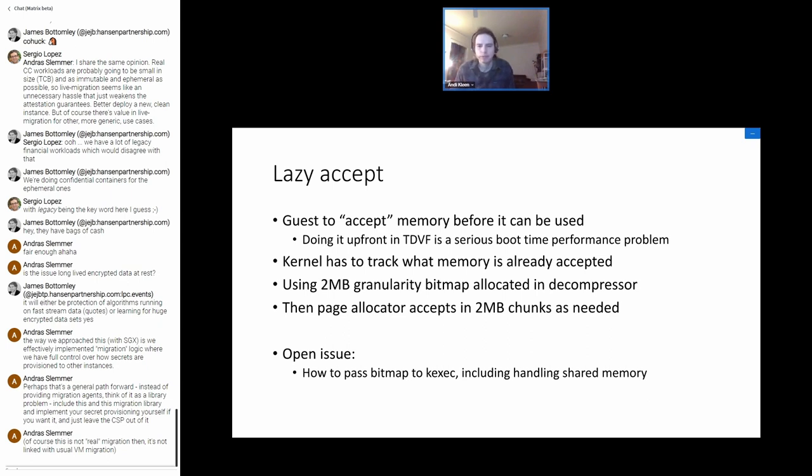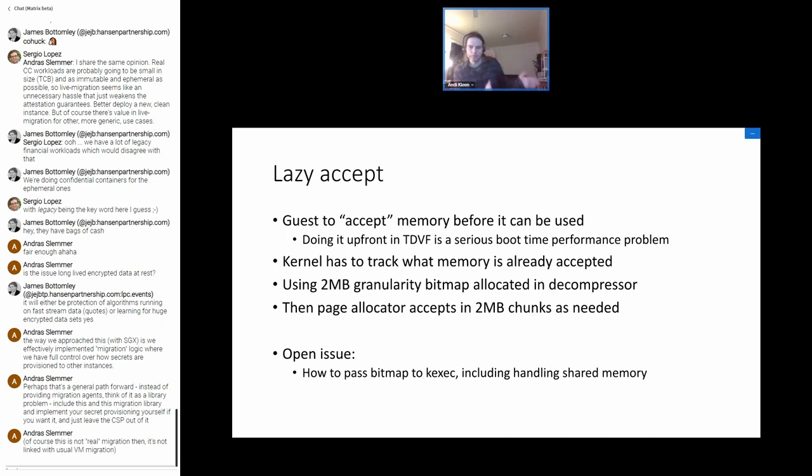So what we are looking at is lazy accept, and there was already quite a lot of discussion on this on the Linux kernel and how to do it. I think Kirill already posted some patches for lazy accept. What we currently have in our patches is a change to UEFI that some memory can be declared as not accepted yet. I think it has a different name, but anyways, it's basically not accepted memory.